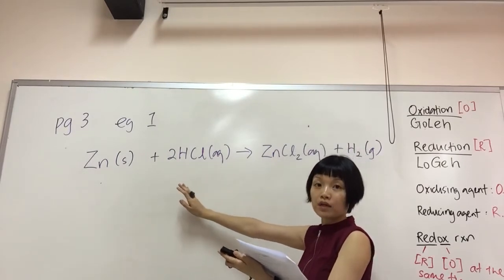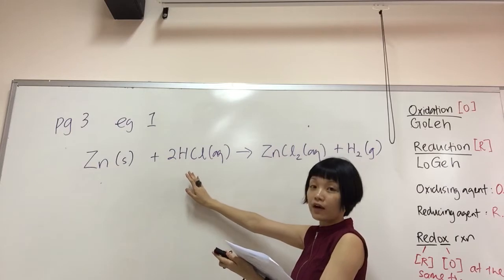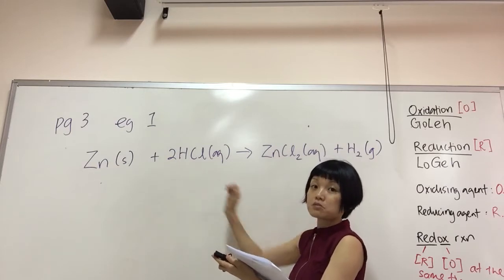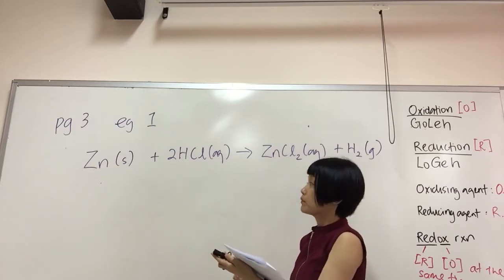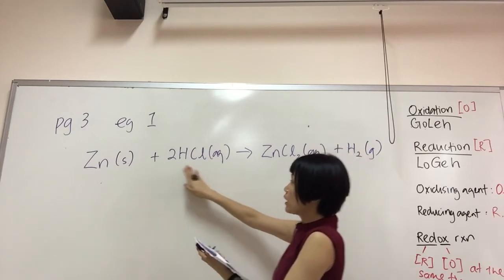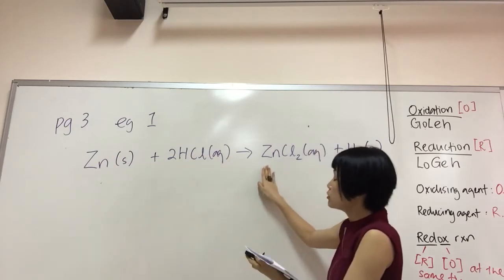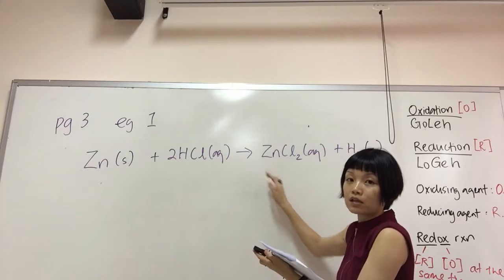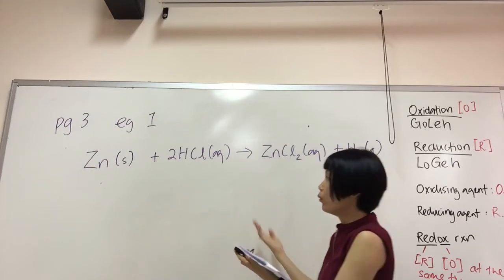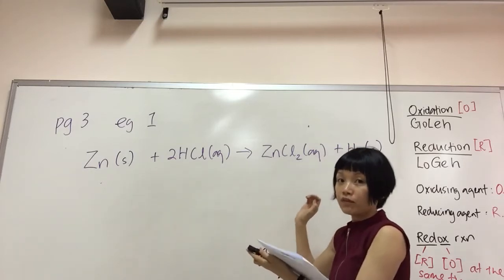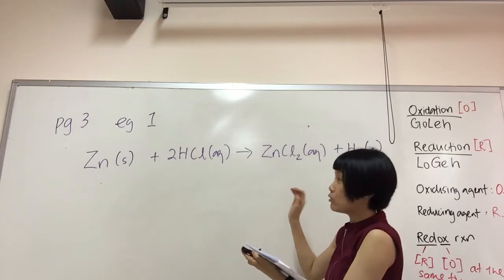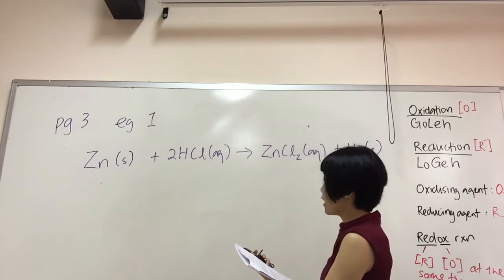Earlier on we've learned to identify oxidation, reduction, and redox reaction in terms of gain or loss of hydrogen or oxygen. So now, are you able to look at this equation in terms of gain or loss of oxygen? No, because there's no oxygen involved. How about hydrogen? It may seem that you can, but you will not be able to match.